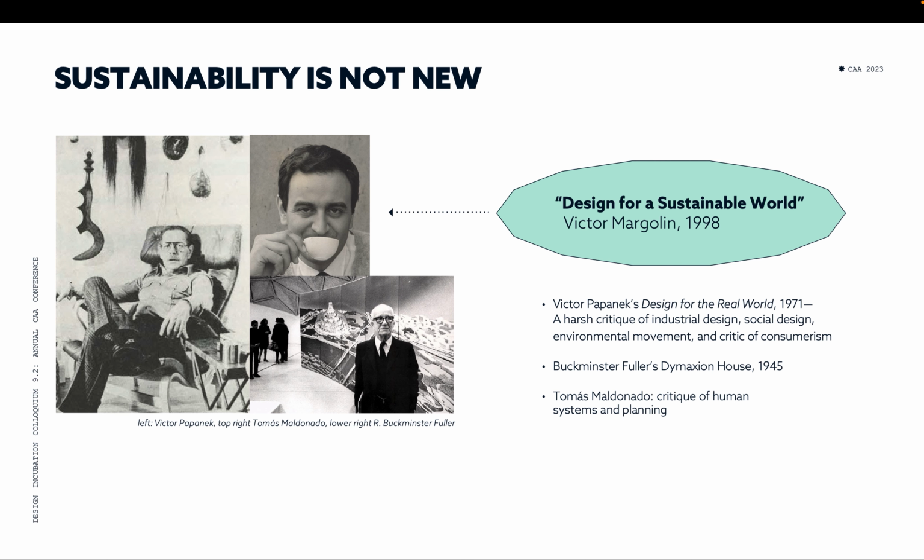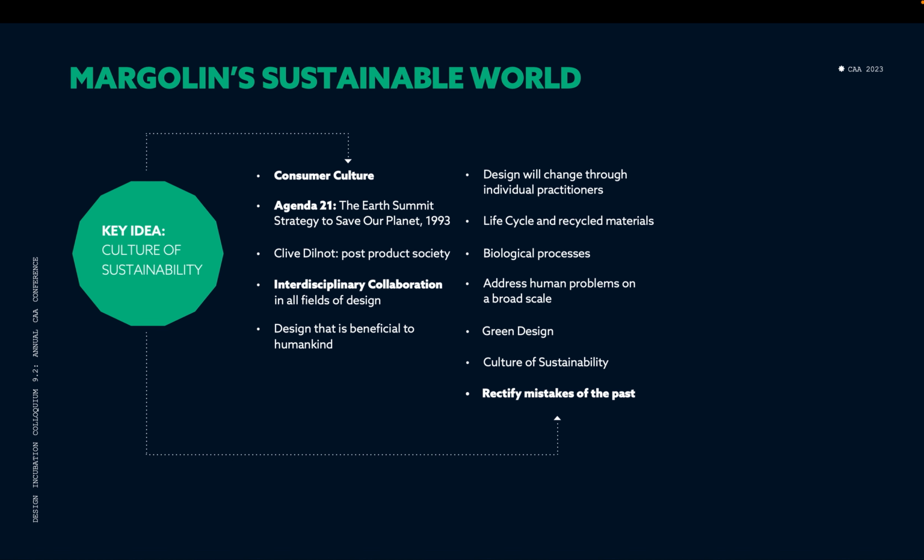Sustainability is, of course, not new. We start by reading Victor Margolin's Design for a Sustainable World for a broad overview. He notes the contributions of early sustainable and environmental pioneers such as Victor Papanek, Buckminster Fuller, Tomas Maldonado, and others. The paper covers a lot of ground surrounding a culture of sustainability.